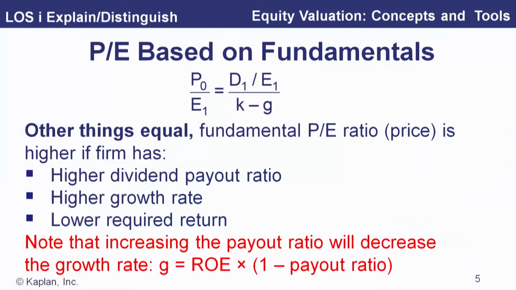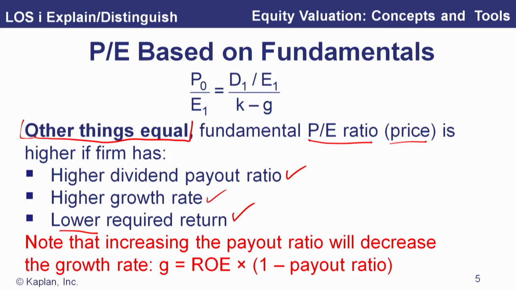Now, other things equal, and that's important, and you should look for that in questions. When you see other things equal, that means we can change one variable and just ignore the others. We'll just keep them the same. Okay? So, if the others were unchanged, then a higher dividend payout ratio, a higher growth rate, or a lower required rate of return would all lead to a higher PE ratio and higher price.